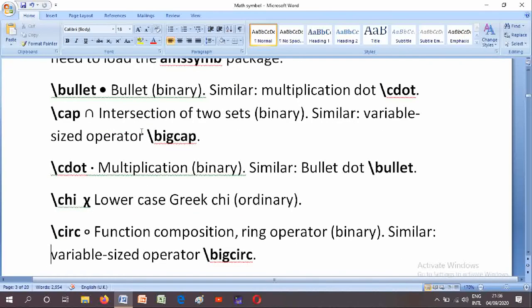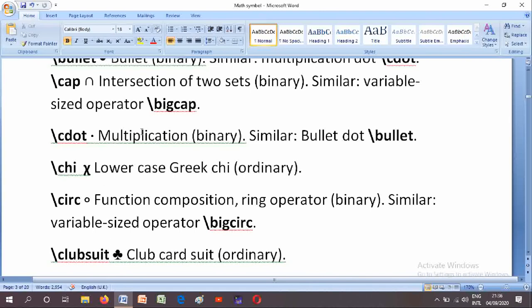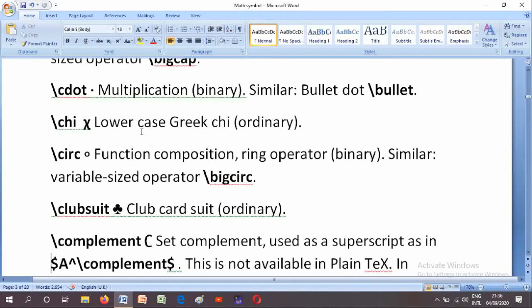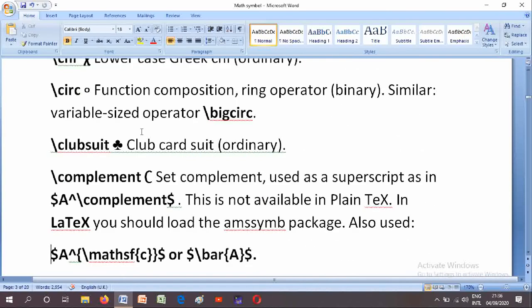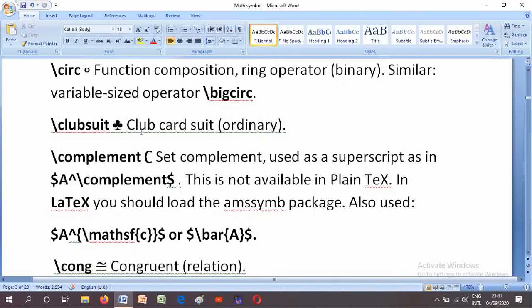Backslash chi, lowercase Greek chi, ordinary. Backslash circ, function composition, ring operator, binary, similarly variable-sized operator bigcirc. Backslash clubsuit, club card suit, ordinary. Complement, set complement, used as a superscript, as in A to the power complement. This is not available in plain LaTeX; you should load the AMS symbol package. Also used: backslash mathsf of C, or backslash bar of A.